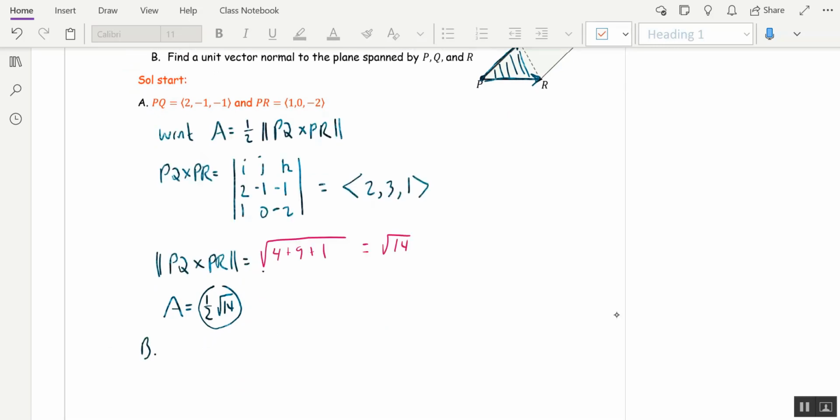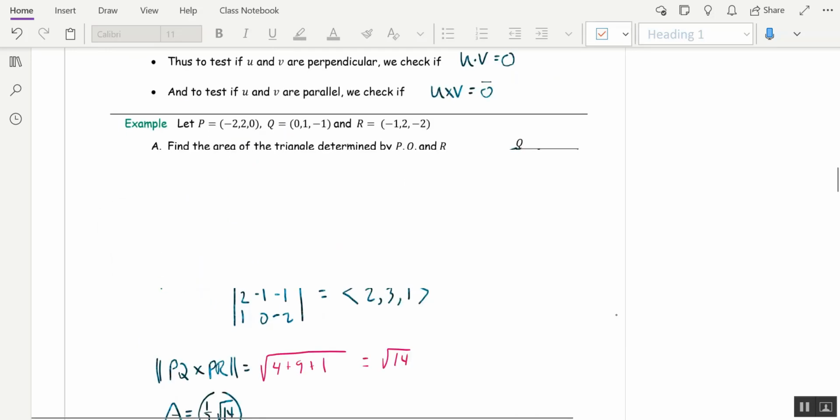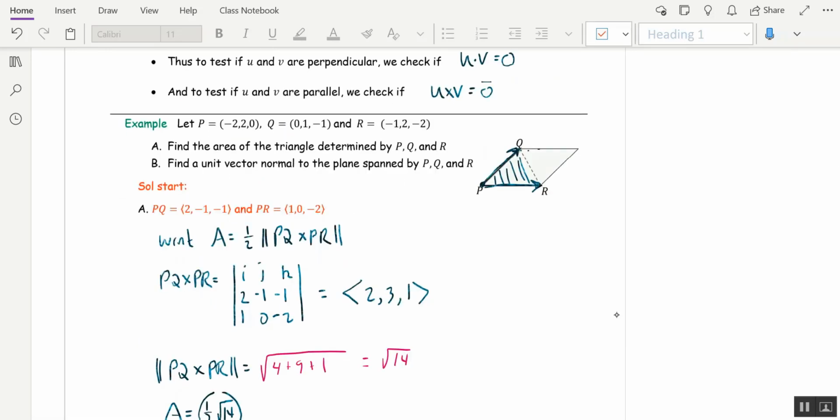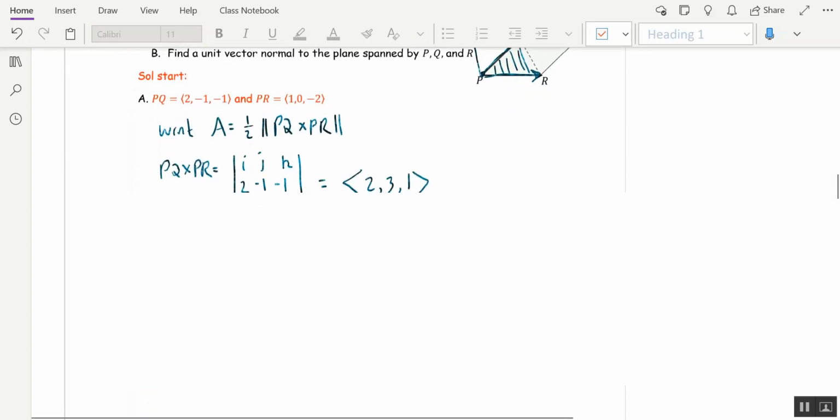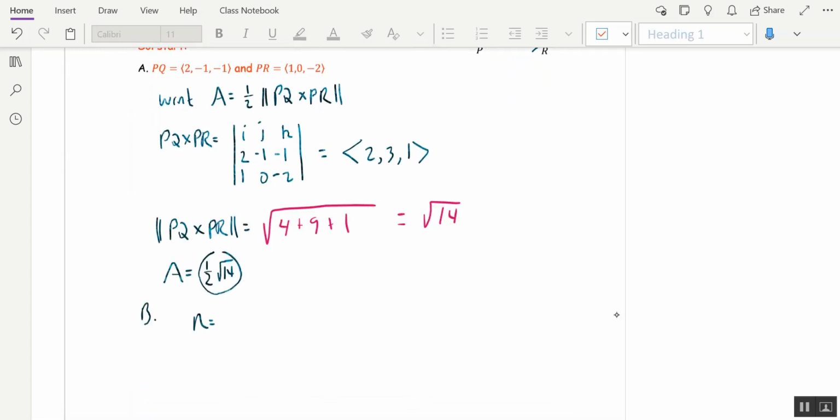All right, and then there's a second part, B, find a unit vector normal to the plane spanned by P, Q, and R. So normal means perpendicular. I've got a plane containing PQ and PR. I want a perpendicular that points up like this. We'll call it N. The vector I want is PQ cross PR because that's perpendicular to PQ and it's perpendicular to PR. But I want it to be a unit vector, so I want to divide out by its length. So I want N equal to PQ cross PR divided by its length.